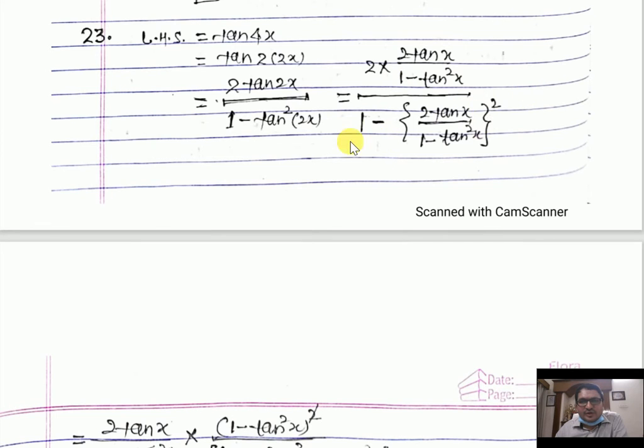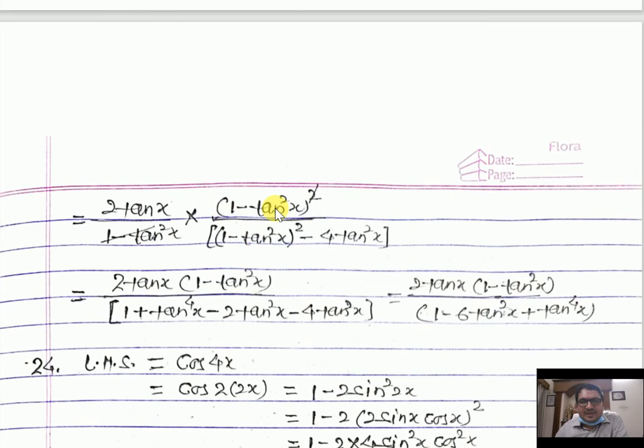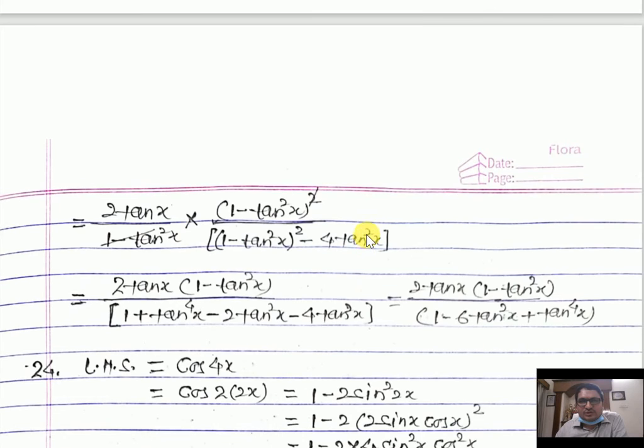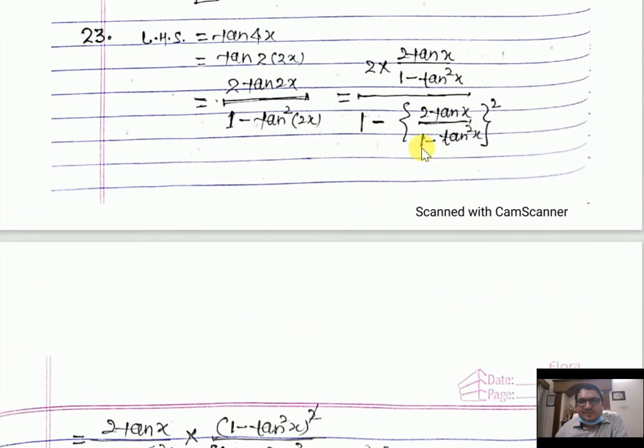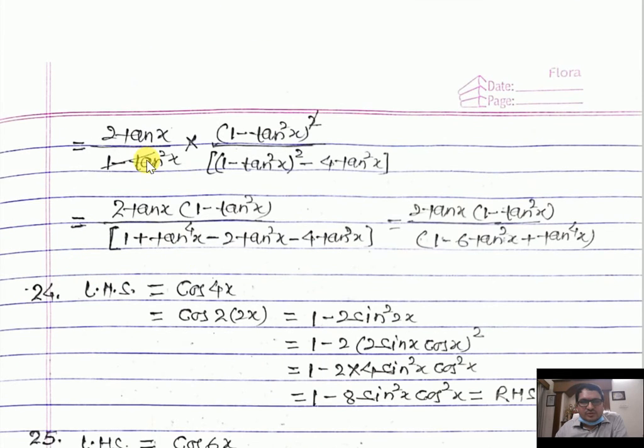And the denominator, you need to simplify this. The denominator will come like this: 1 minus tan square x whole square, and this part will be 1 minus tan square x whole square minus 4 tan square x. What I did, I took the LCM over here, 1 minus tan square x whole square, and then the reciprocal. So this part will be 2 tan x (1 minus tan square x) upon, applying the formula a minus b whole square, and then this will be the answer, the right hand side: 2 tan x (1 minus tan square x) upon 1 minus 6 tan square x plus tan raised to the power 4 x.